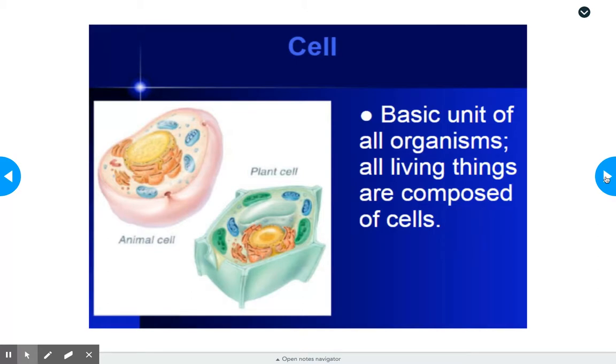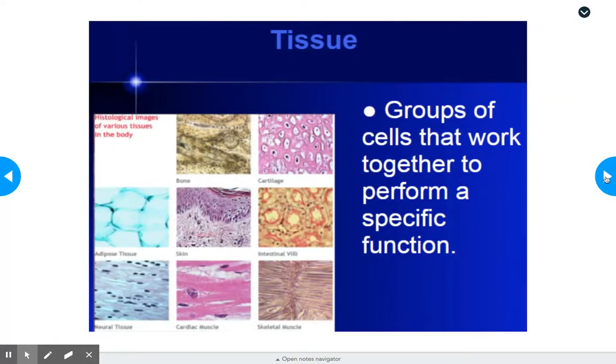Cells are the basic unit of all organisms. All living things are composed of cells, anything that's alive. You can see on the screen we have an example of an animal cell and a plant cell. Then cells can come together to make tissue. So you'll see on the slide there are examples of different tissues found in the human body. These are groups of cells that work together to perform a specific function.